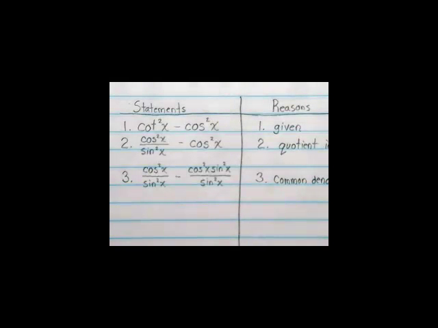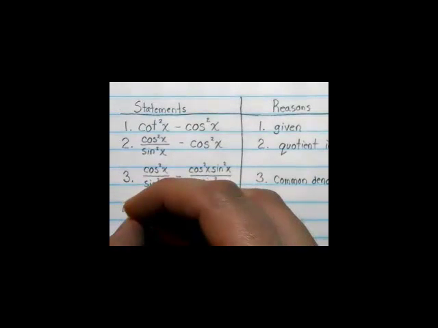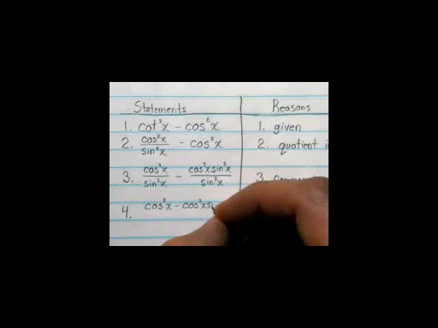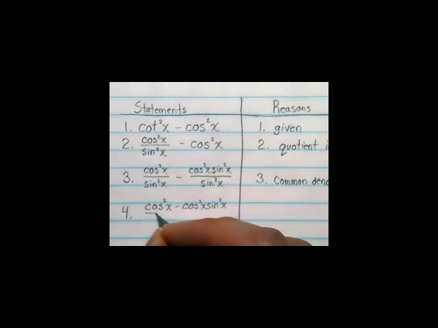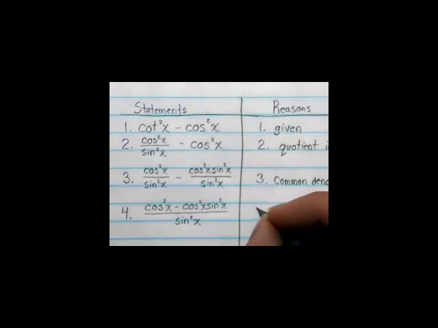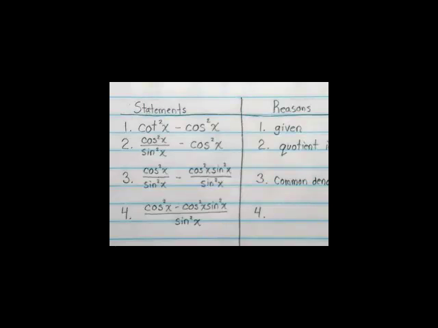Okay, so now what? Yeah, put them together now, right? Once you got those common denominators, remember the whole reason for that was so that you could actually subtract the two things into one big fraction. So our next step will be cosine squared x minus cosine squared x sine squared x over sine squared x. And what do you think I should write as my reason for that? Yeah, subtraction. I just subtracted the two.